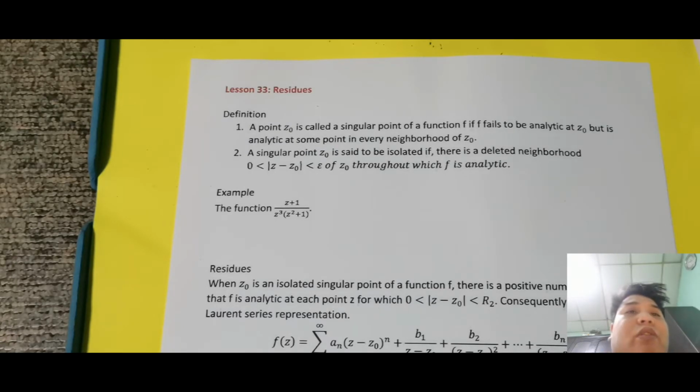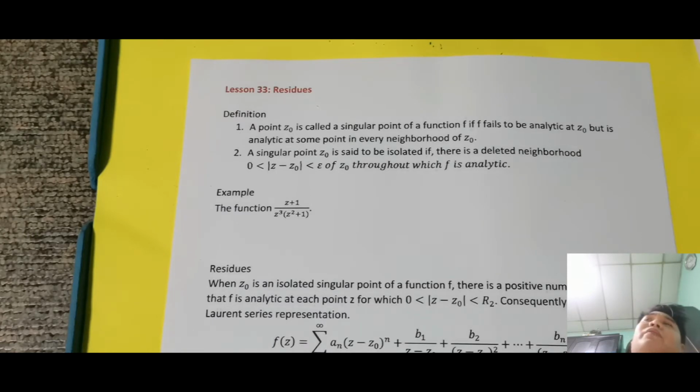Okay, so definition. So a point z0 is called a singular point of a function f if f fails to be analytic at z0, but it is analytic at some point in every neighborhood of z0. So a singular point z0 is said to be isolated if there is a deleted neighborhood 0 < |z - z0| < epsilon of z0 throughout which f is analytic. So ano lang ibig sabihin? Singular point z0 into which yung function is not continuous or not analytic.